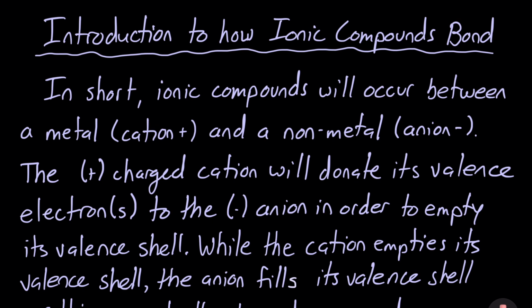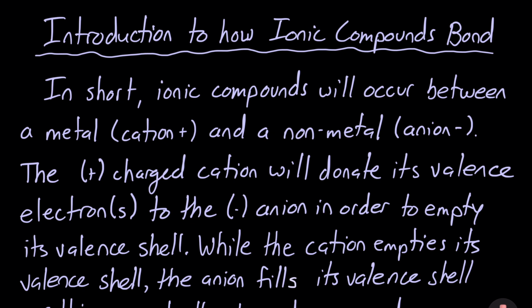So in short, ionic compounds will occur between a metal and a non-metal. A metal, when it's in its ionic form, is a cation, so it will be a positively charged ion. And a nonmetal, when it is in its ionic form, is a negatively charged ion. So we can call those anions. So positive ions are cations and negatively charged ions are anions.